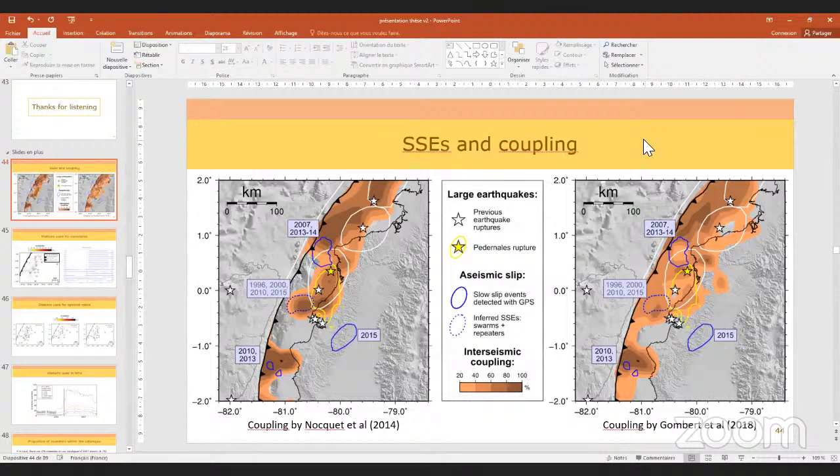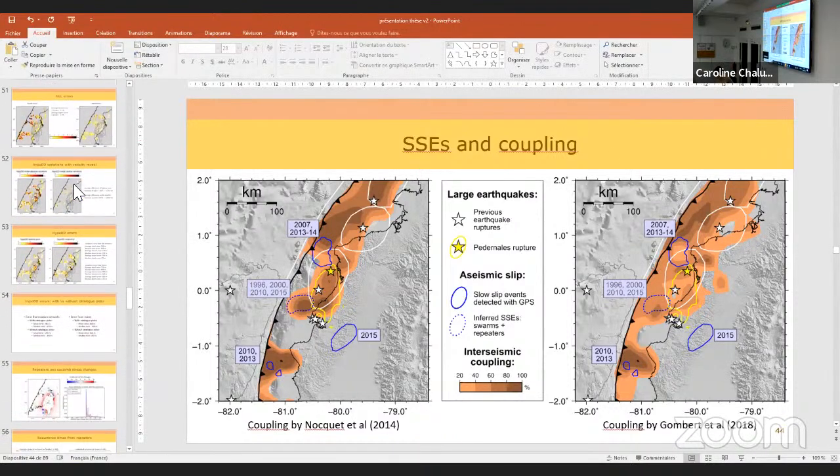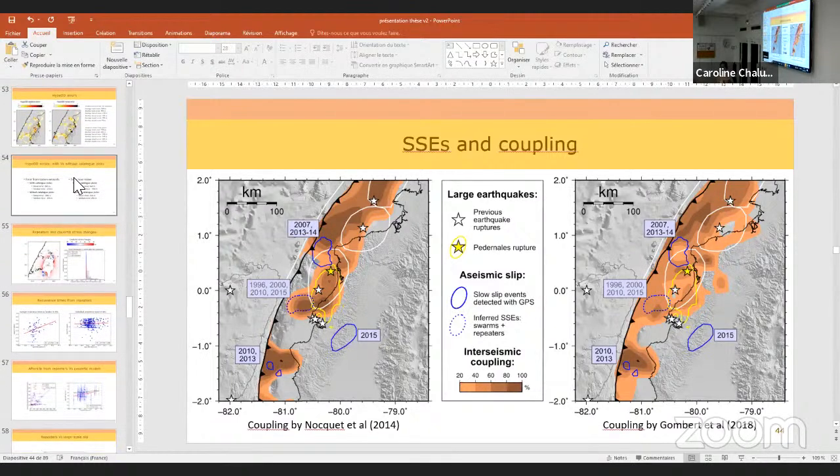So your repeaters are really on the slip interface there. So in the end, yeah, they at least definitely seem to be there. It's always quite tricky because I'm showing all of my figures with slab 1, which I think is the best slab model that we have in Ecuador. But there are some places where it's not necessarily very accurate, but it certainly does seem like the repeaters are occurring on the plate interface in this region.